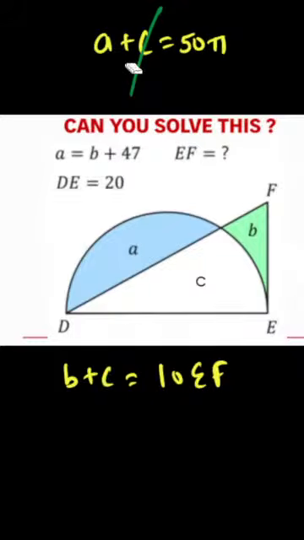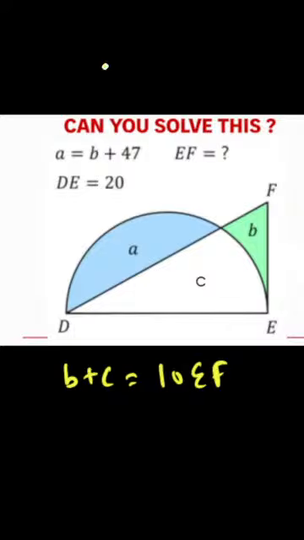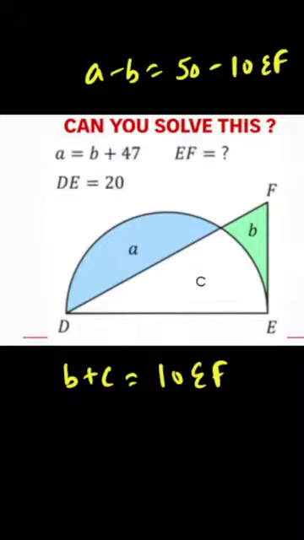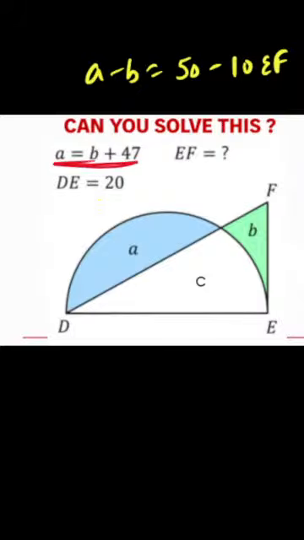I'll have A minus B is equal to 50 pi minus 10 EF. So this is my A minus B, right? But see, I already have an equation that A is equal to B plus 47, and if I take B to the other side, I'll get A minus B is equal to 47. So A minus B is also 47. I can equate it here. So this would be 47.